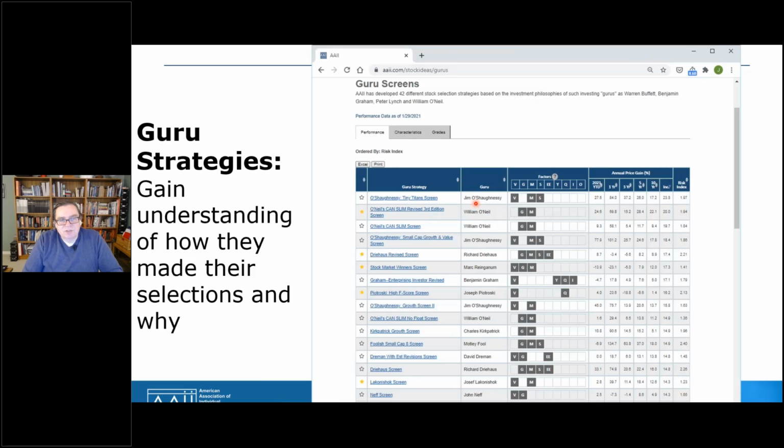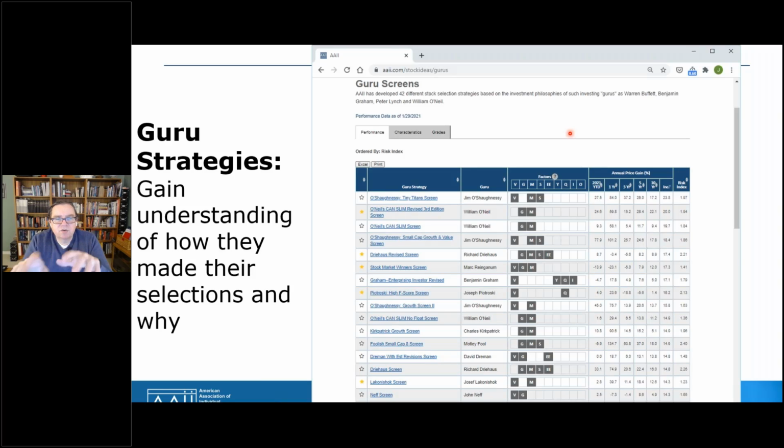Now, the guru strategies: we've got over 42 different guru strategies, some of them multiple ones for a given guru. Our goal is, these are not stocks or approaches that they themselves may pick, but these are people that have given, through books, presentations, articles, or interviews, a good understanding of how they make their stock decisions and why. We've taken the time and effort to interpret their approaches and try to quantify them in a screen.